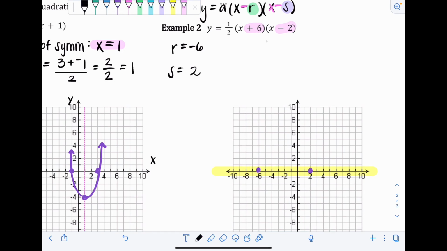So the line of symmetry is, the formula for it is R plus S divided by 2, but it's also the halfway point. That's not how you spell halfway. Halfway between R and S.